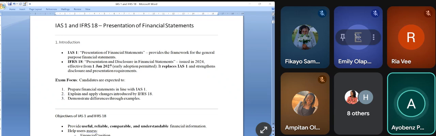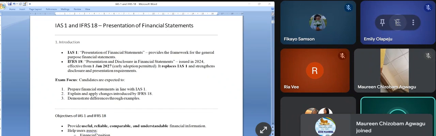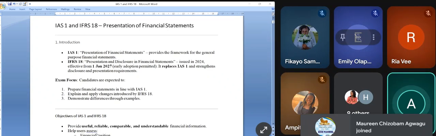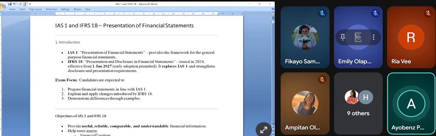It's important for you to be attentive. It's a very simple standard. It's just the way it is, as the name implies, preparation and presentation of financial statements. If you cannot prepare and present appropriate financial statements, then you have no need to be an accountant. Let me put it that way summarily. So this is the core, the bane of why you are called an accountant. So quickly, let's dive into it. IAS 1 and then IFRS 18, presentation of financial statements.